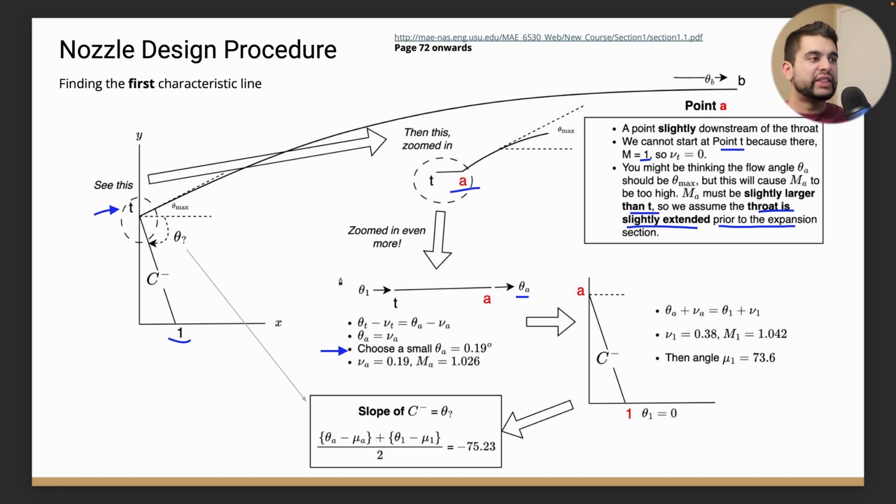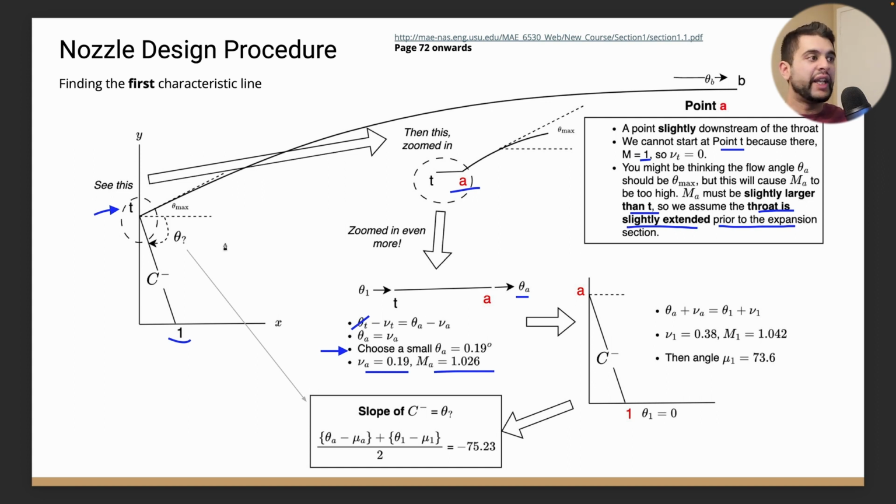So from that, we can say that theta T equals nu T is equal to theta A minus nu A. Since theta T is 0, the throat is going straight before the expansion. And then theta is nu A. I choose a small theta A, 0.19 degrees, and then I get nu, and I get my Mach number from the Prandtl-Meyer expansion.